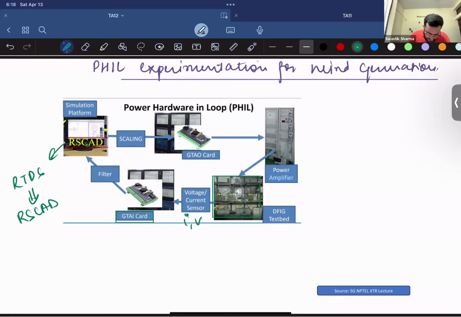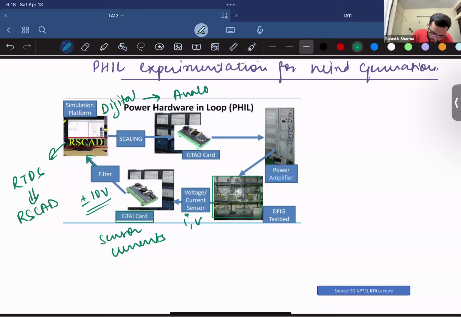Now your GTAI card accepts these sensor currents, but can feed the RSCAD only in this range, plus minus 10 volts. So for that, what you do is you filter it and then you give it to this RSCAD simulator. And to take output from it, it gives you results in digital domain, right? So this digital domain needs to be converted to analog domain using a D by A, or digital to analog converter.